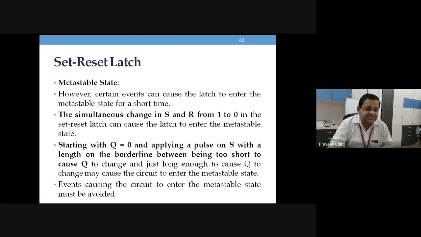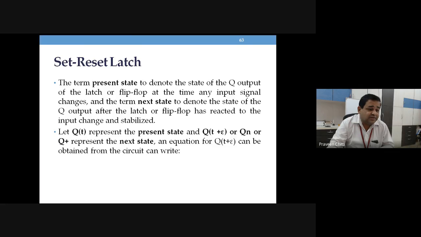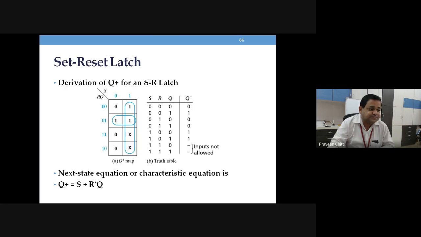That simultaneous change in S and R from 1 to 0. That means when you give both 1 1, it violates the basic definition of the flip-flop. So you should never apply both the inputs as 1 to the SR latch.